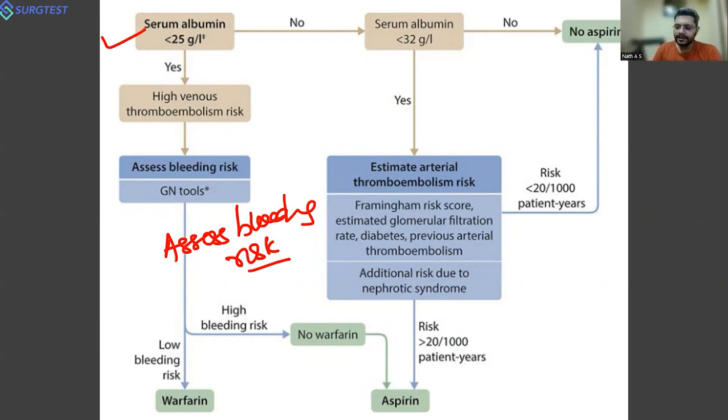But usually, venous thromboembolism is only common in nephrotic syndrome. It's very rare for arterial thrombus. There are only case reports. It's not at all common. It's only venous thrombosis that is common. Okay. So that's the question. So anticoagulation, you have to be clear. Less than 2.5, anticoagulate. But assess the bleeding risk first.